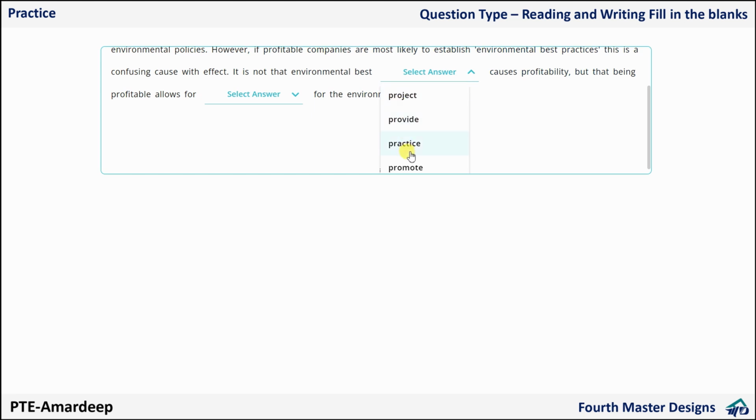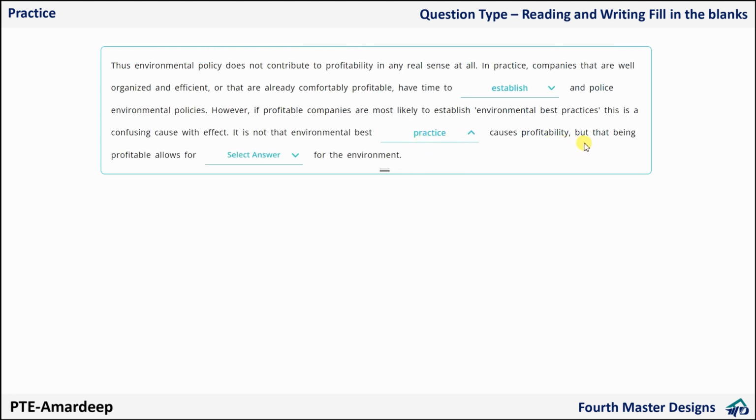So they are not talking about project here, they are talking about the process here. Okay, it is written practice here, so I'll go with environmental best practice. But that being profitable allows for dash for the environment, allows for maybe some positive or negative word, I don't know, return for the environment. Okay, but that being profitable allows for support, provide, concern. Now see, I'm going with the context here. It is not that best practice causes profitability, but no, the contrary part.